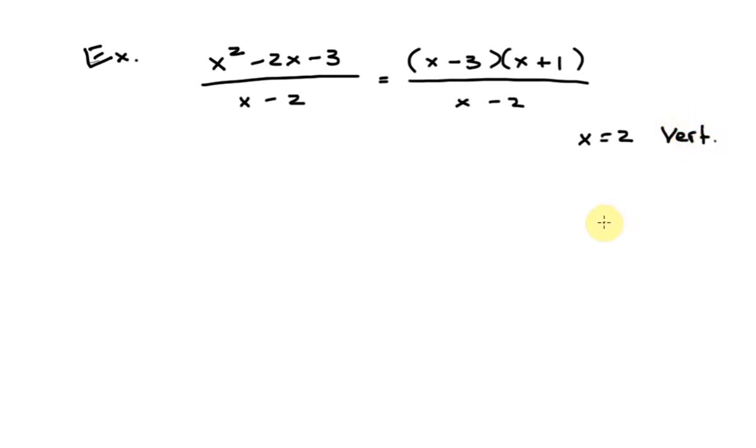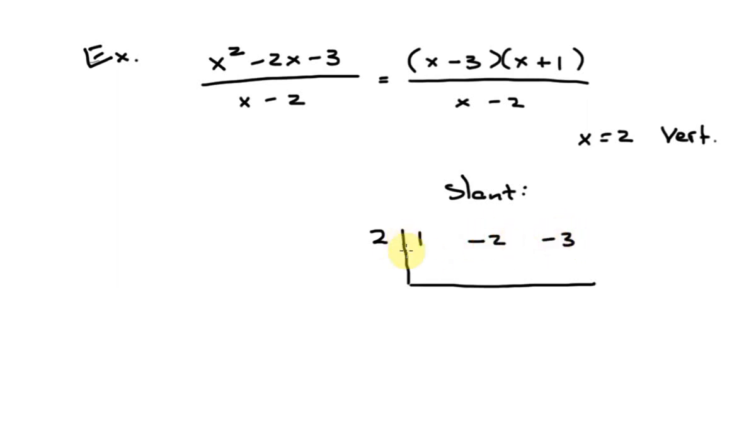I'm also going to have to analyze that we have the distinct possibility of a slant asymptote happening here. And in order to figure out where a slant asymptote is, we have to divide the top by the bottom. So I'm going to do some synthetic division here and see what the equation of the slant asymptote is. So I'm going to go ahead and set that up.